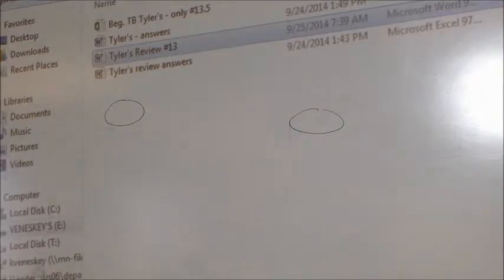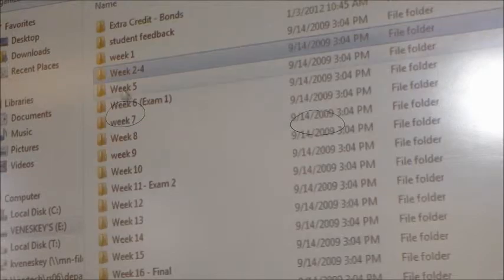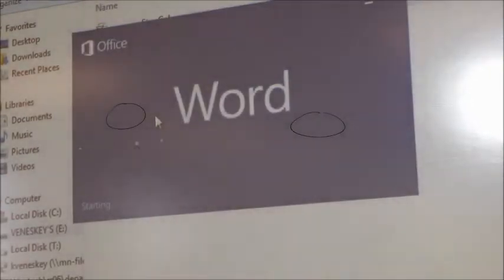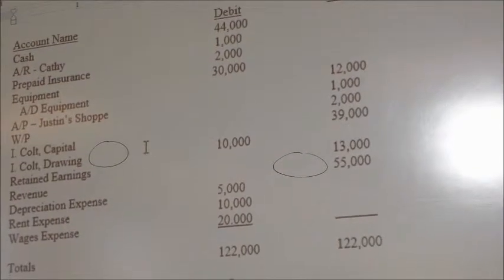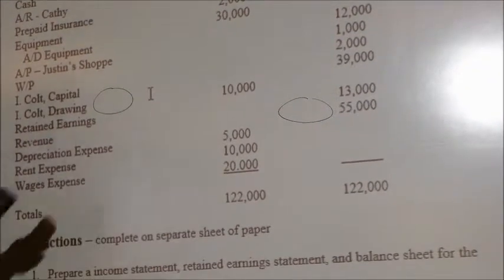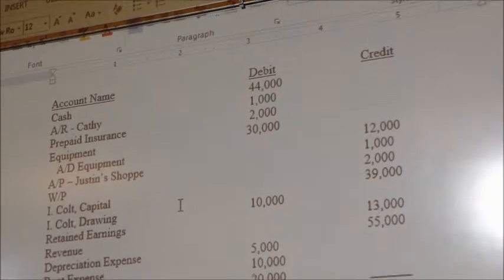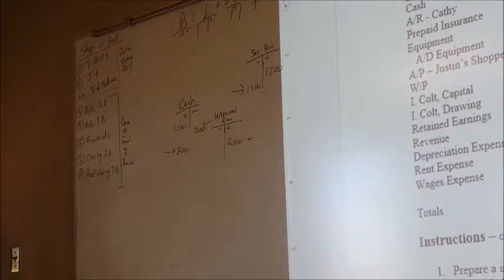The other one that I have on Blackboard is in week 5. And it's very similar to what we just did. Star Galaxy. I give you an opening adjusted trial balance. So I start you out right here, number 4, and then I want you to do 5 through 7, and then showing that you can go back up to the top as well and start anew.